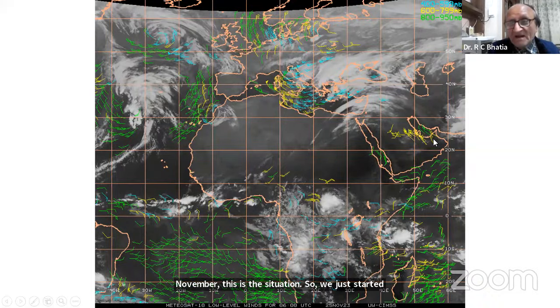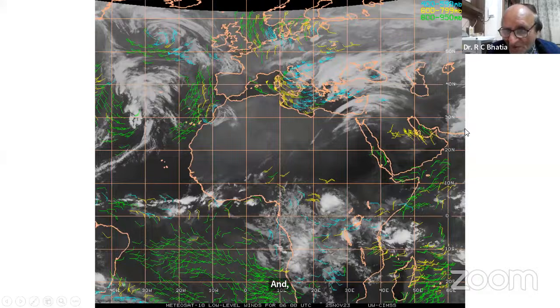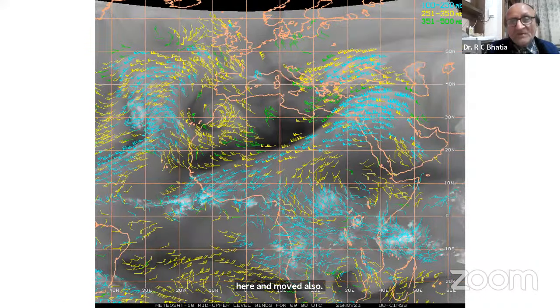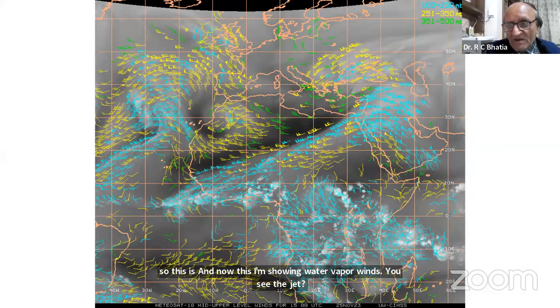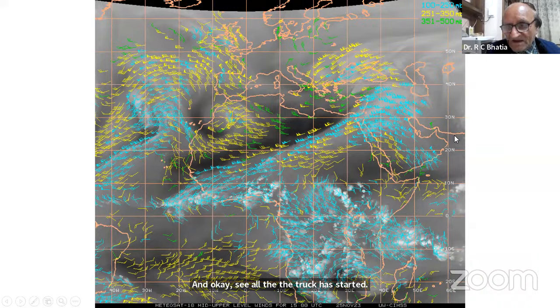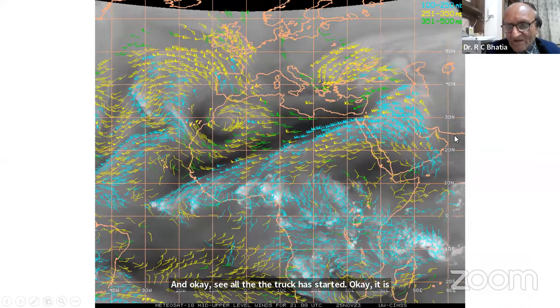If you see the wind animation sequence which I have prepared, it will show that the trough has started forming somewhere here, and it has dipped here and moved further. Okay, now I'm showing water vapor winds. You see the jet, and see, already the trough has started. It is dipping further here, moving.